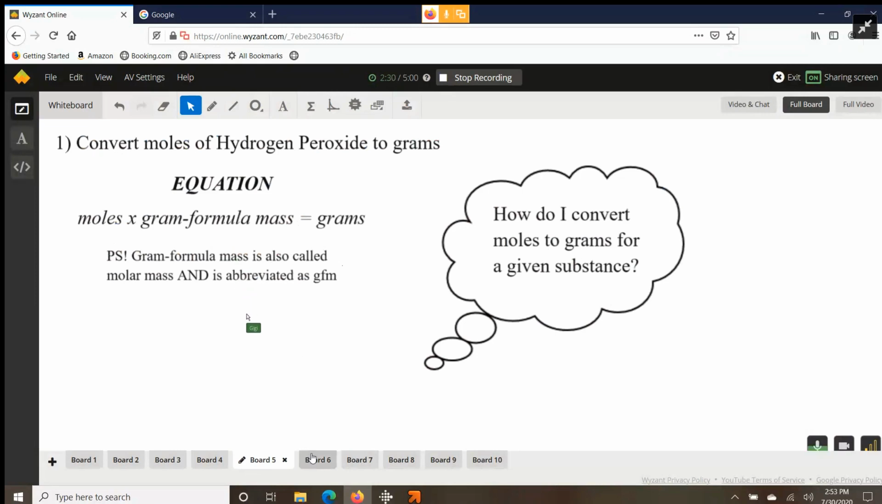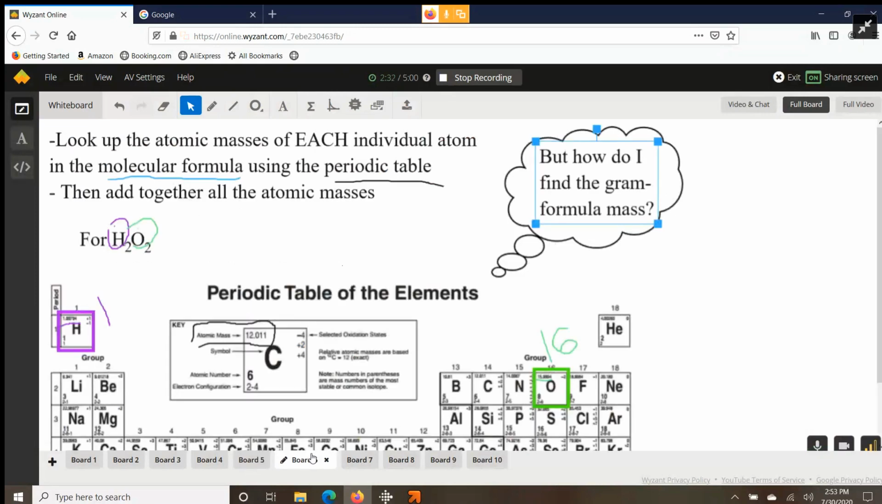You might have noticed, hey, we don't have the gram formula mass. How do I find it? Use your periodic table. Please don't go based off memory. Like this, your periodic table is an amazing resource. It's right there for you. Always use it. Always check it. So, gram formula mass. You're going to look up the atomic masses for each individual atom in your molecular formula.